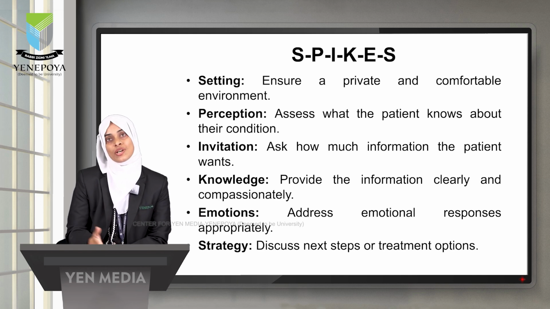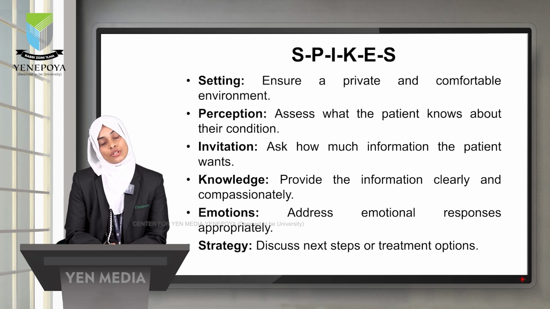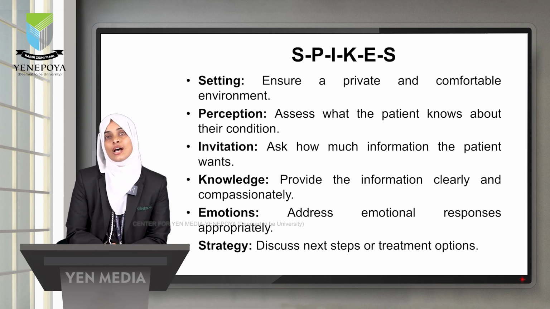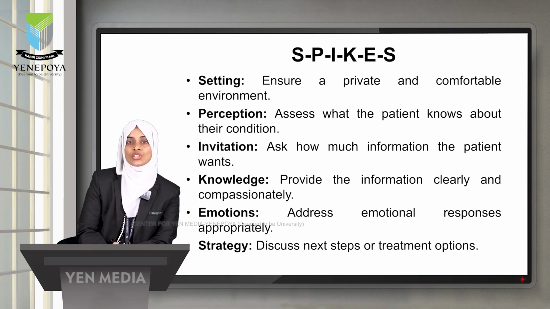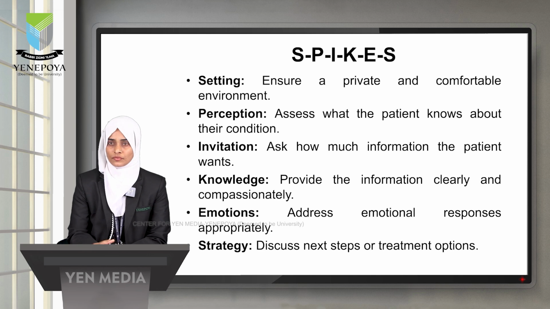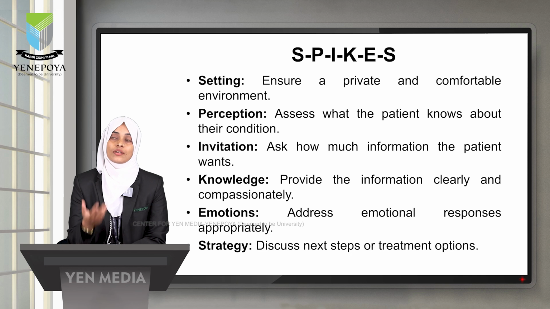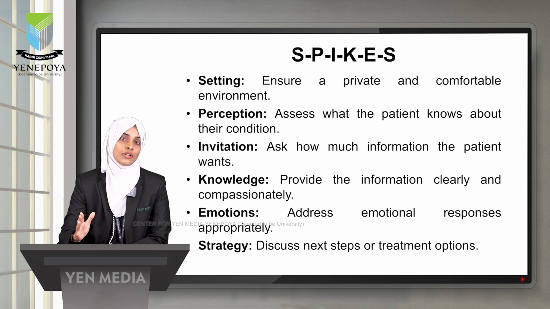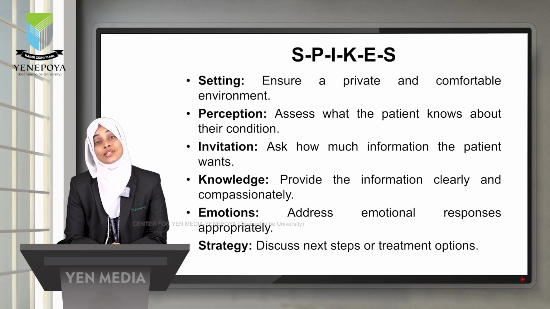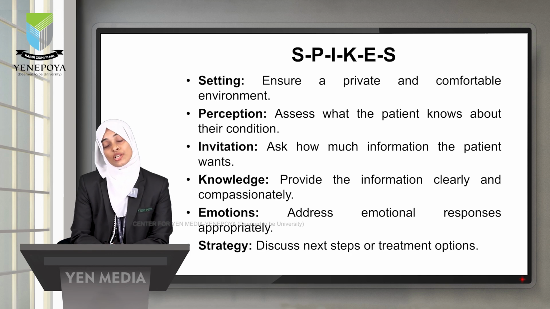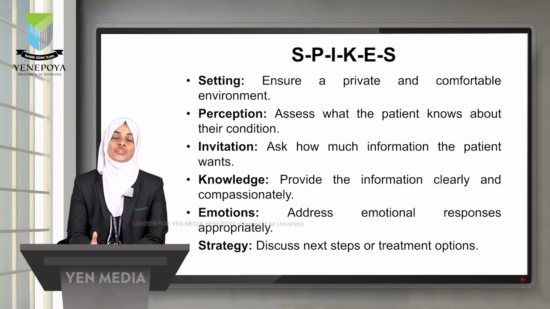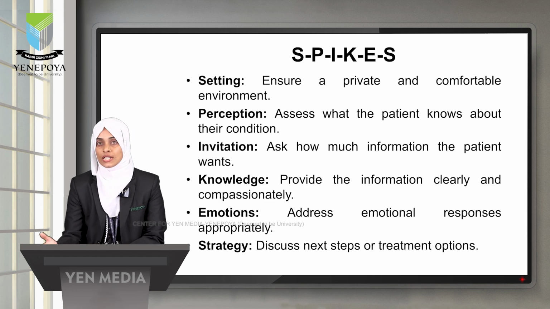And perception, to assess what the patients know about their condition. Then invitation, ask how much information the patient wants. Then knowledge, provide the information clearly and compassionately. Emotions, addressing emotional responses appropriately. If they are feeling sad or if they want to cry, you have to give them their moment and understand their emotions. And strategy, discussing next treatment options. What are the next steps? So that is SPIKES: setting, perception, invitation, knowledge, emotion and strategy.